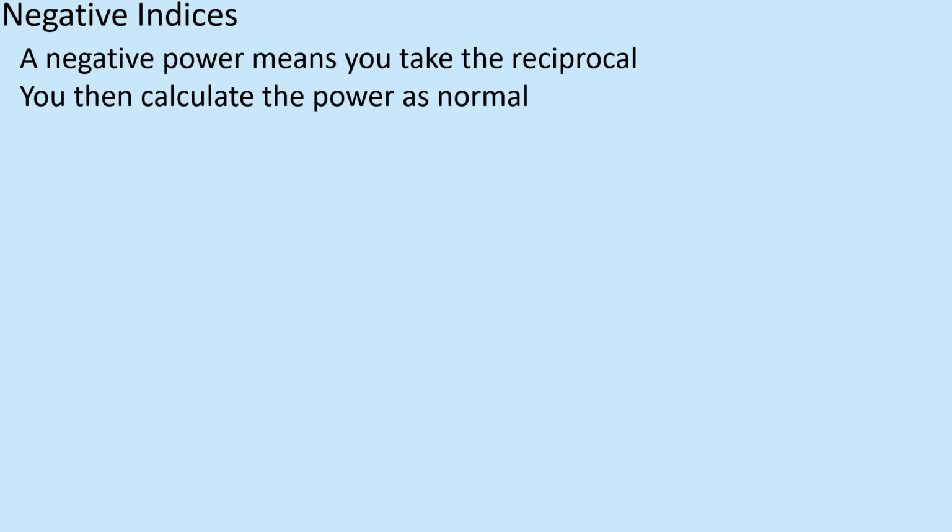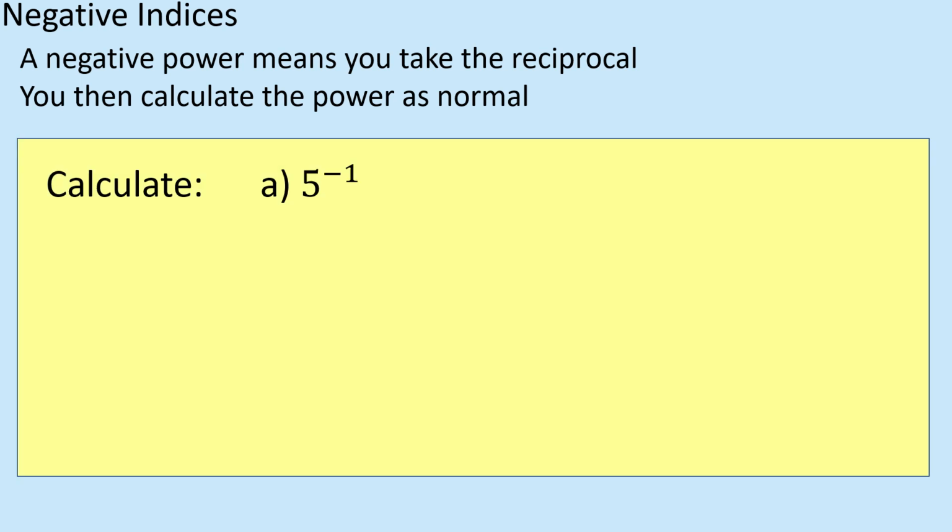All right. So, let's have a look at a couple of examples in relation to this. Let's look at, first of all, 5 to the negative 1. So the negative power means that we're going to take the reciprocal of the base. The reciprocal of 5 is 1 over 5. If you haven't looked at the reciprocals lesson, please take a quick look at that one. But ultimately, it's 1 over 5. And then we leave the power as a normal power.